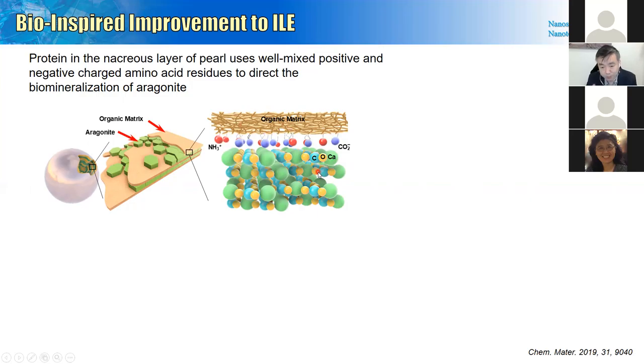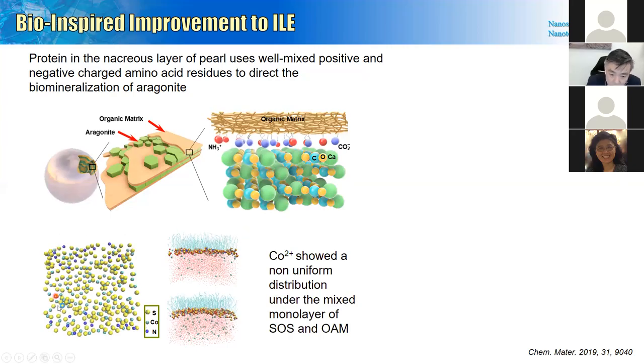So this will better balance the charge for oxide growth, because for the formation of the oxides, we need both cations and anions going towards the interface. Right. So Isabella helped us to do the MD simulation. And we did show that once we introduce a mixture of surfactants with amino acid and sulfate groups, a negative charge and a positive charge mixed together, the cobalt ion distribution is not uniform. It did have some influence on the distribution of cobalt near the water-air interface.